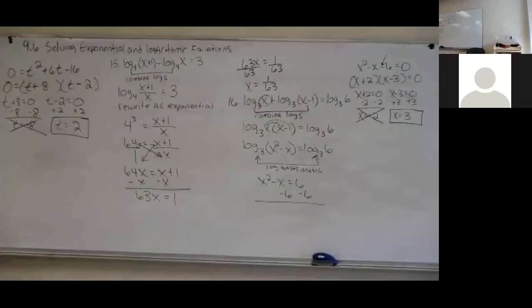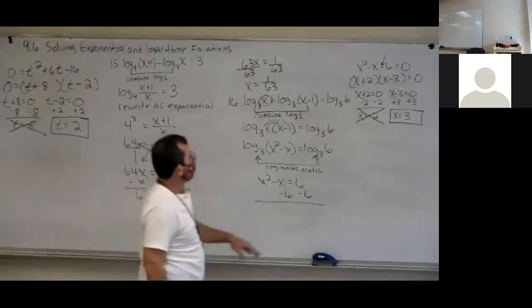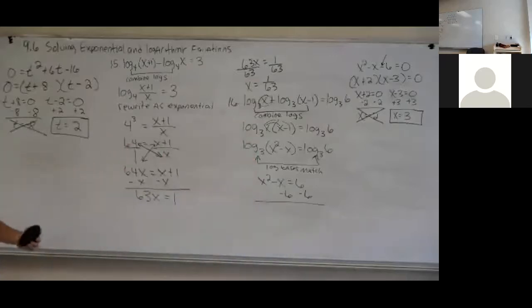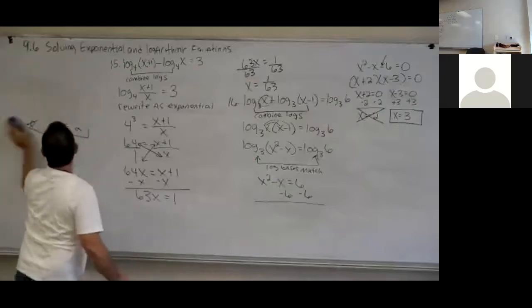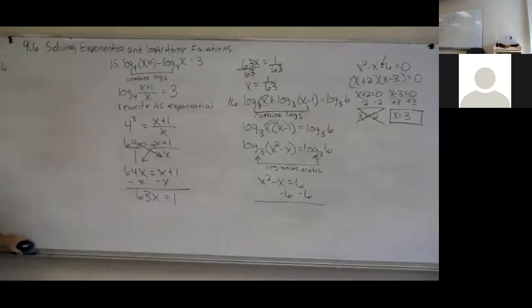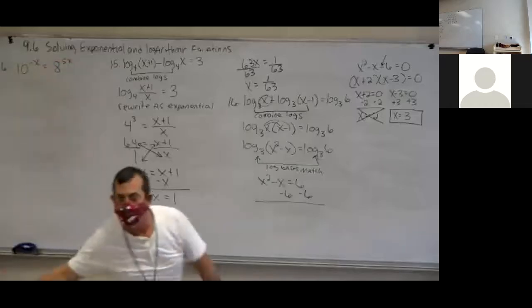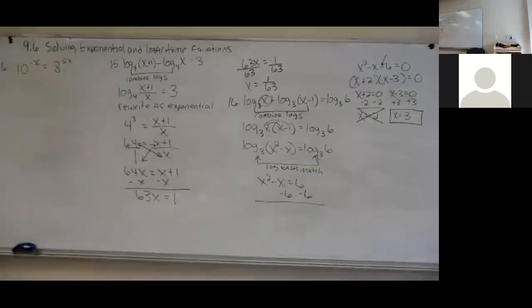All right, so let me sit back and we skip number 6. I'm going to do number 6. So see if your number 6 has some negative exponent on it. Mine's like 10 to the negative x equals 8 to the 5x. Is yours sort of similar?